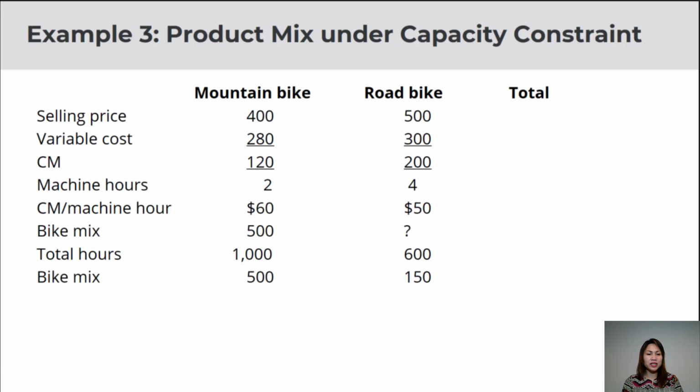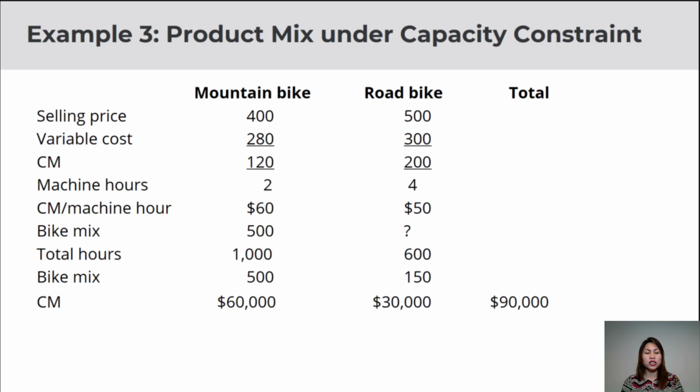So here is the product mix for these two types of bicycle: 500 for mountain bike and 150 units for road bike. So that's the answer to the first part of the question. Next, we need to calculate how much monthly profit we can get from this product mix of two types of bicycle.